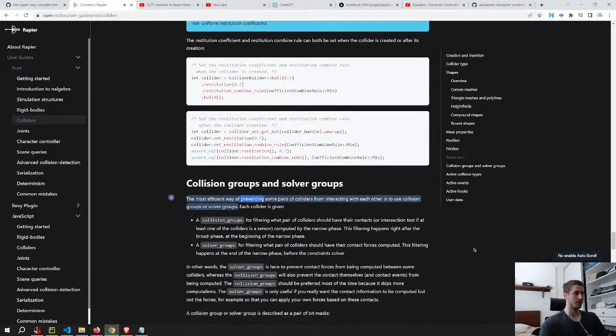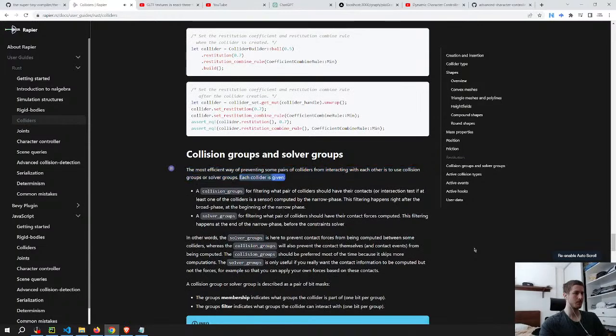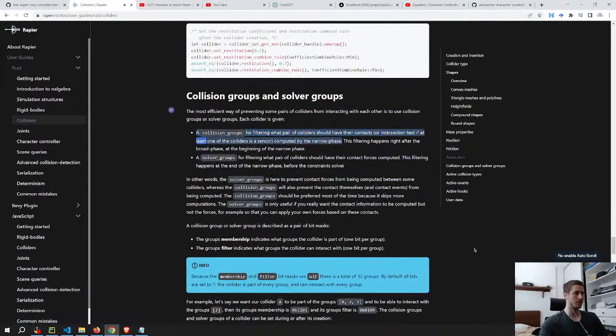Collision groups and solver groups. The most efficient way of preventing some pairs of colliders from interacting with each other is to use collision groups or solver groups. Each collider is given collision_groups for filtering what pair of colliders should have their contacts, or intersection tests if at least one of the colliders is a sensor, computed by the narrow phase. This filtering happens right after the broad phase, at the beginning of the narrow phase.